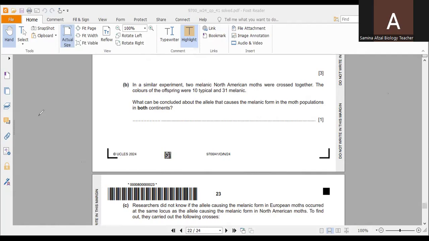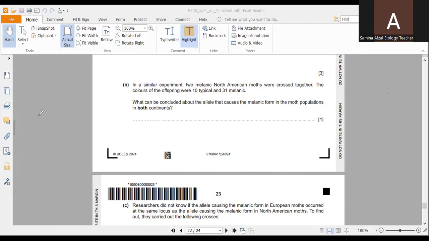So it is suggesting a common pattern of inheritance. With the results, we can conclude that the alleles that cause the melanic form in the moth population are on both continents. So we can say that we call them dominant alleles.